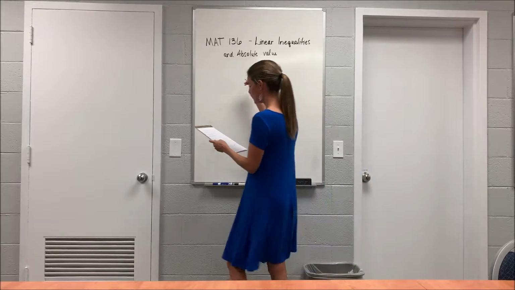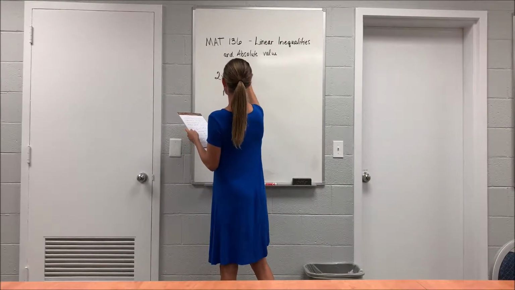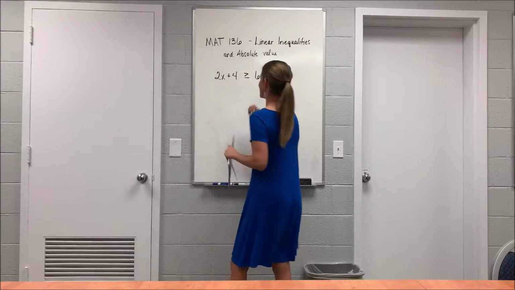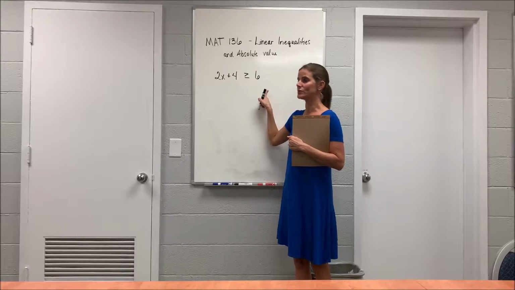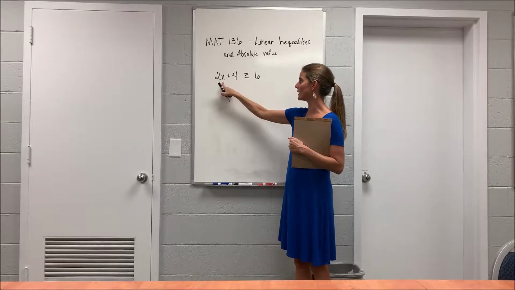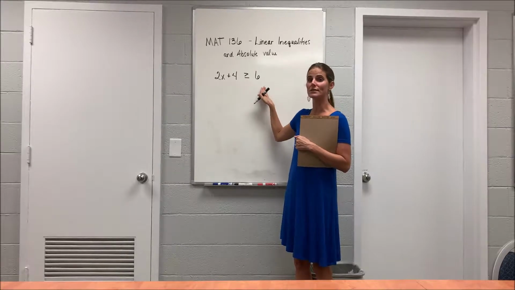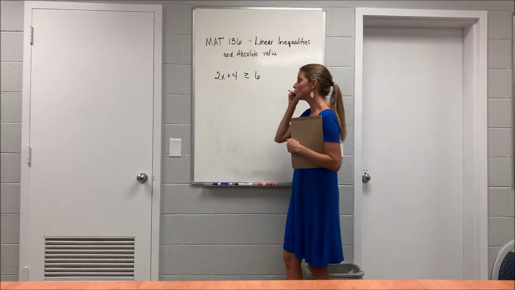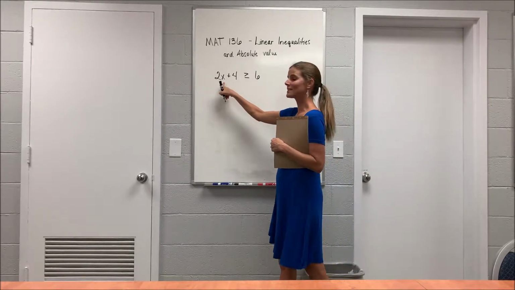So in this first example, we have 2x plus 4 is greater than or equal to 6. Basically we're looking for all of the values of x that would make this a true statement. What values of x can we plug in to make this expression greater than or equal to 6? It could be equal to 6. So we're going to solve this the exact same way that we solve an equation, by isolating that variable.